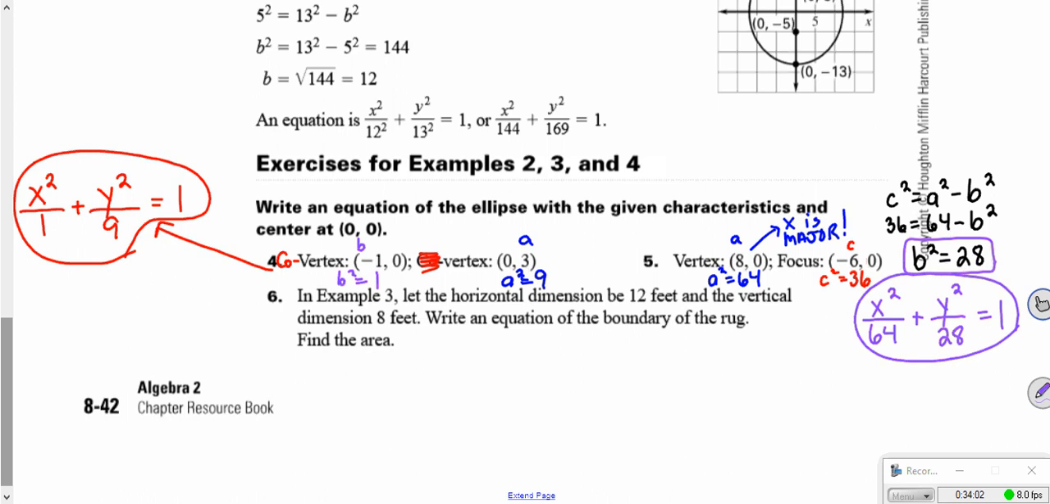The only thing we needed the focus for was to find the b squared so that we could write our equation. And again, in this case, your major axis is your x. So thankfully the math did work out correctly.